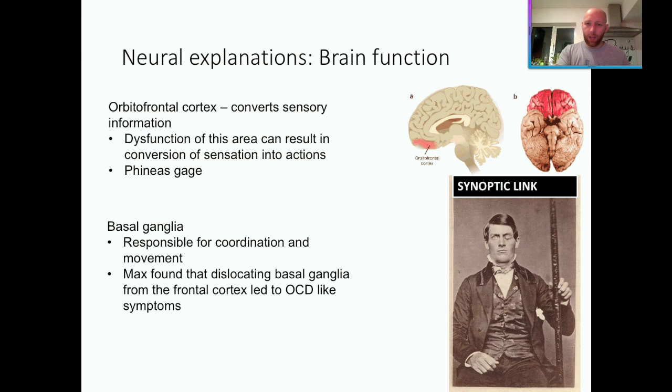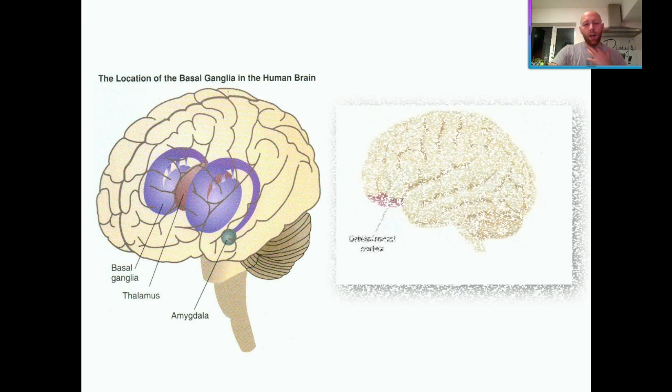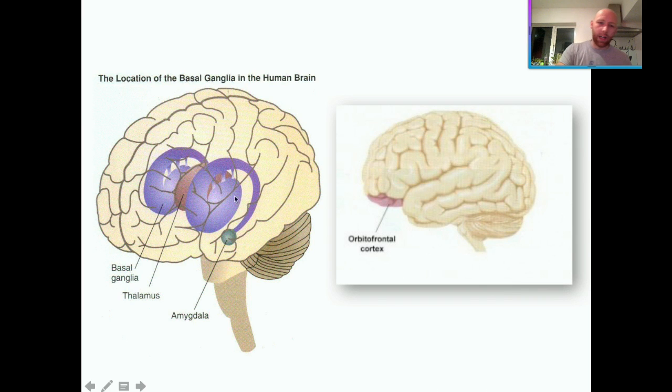Another area is the basal ganglia, and we'll see this in a second. It's not really very visible from that diagram. So the basal ganglia is responsible for coordination and movement. Max found that dislocating the basal ganglia from the frontal cortex led to OCD-like symptoms. So again, if we just code something and the behaviour that we observe is similar, we might be able to implicate it. Now, just have a look at the basal ganglia here.